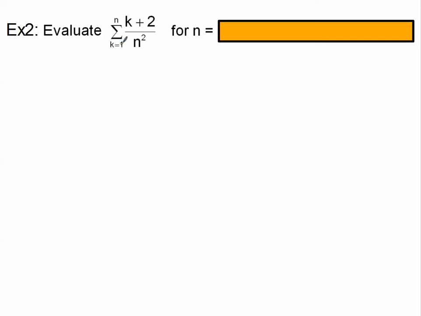K is my variable. K goes from 1 to 2 to 3 to 4 to 5 all the way up to whatever n is. I understand that n is a letter, but in this case, n is representing a constant, and it's important for you to note that. N is a constant. If n is 50, then n will be 50. K will grow from 1 all the way to 50. K is my variable, n is my constant.